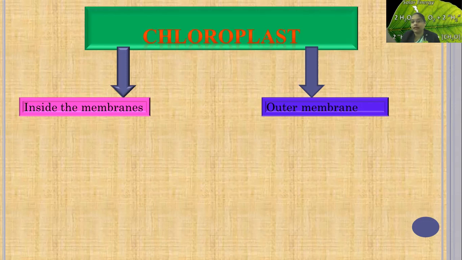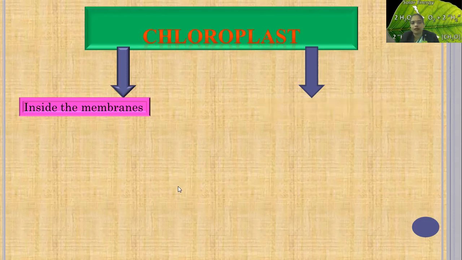Just as we saw in the grana, cyclic and non-cyclic photophosphorylation take place, similarly the C3 and C4 cycle take place in the stroma. Site of dark reaction. So chloroplast is a self-replicating cell organelle.